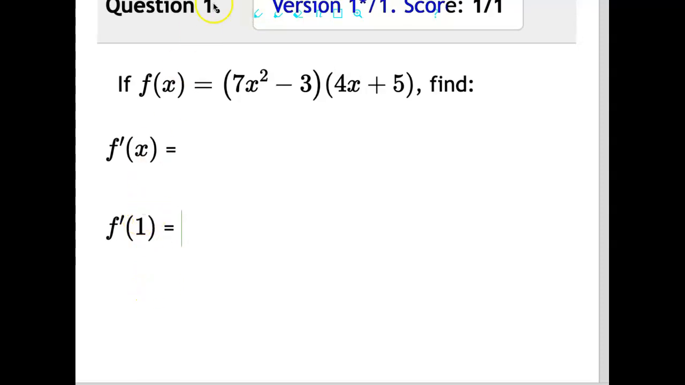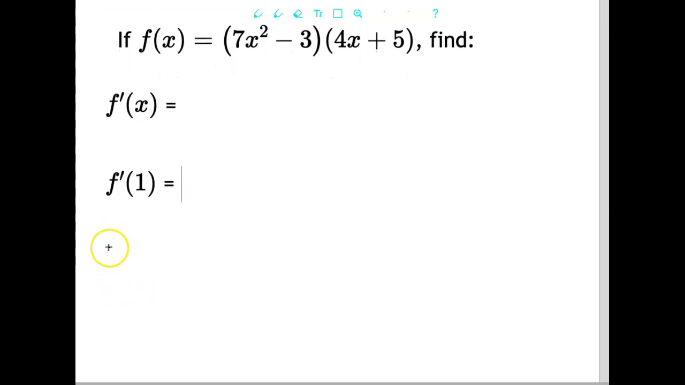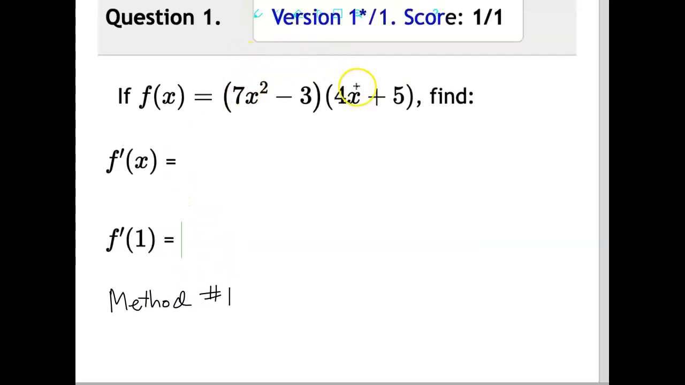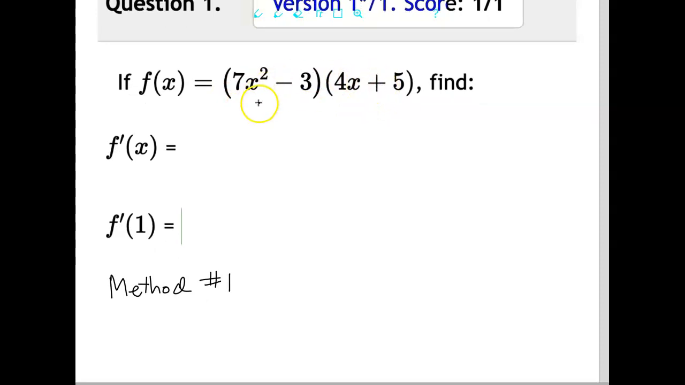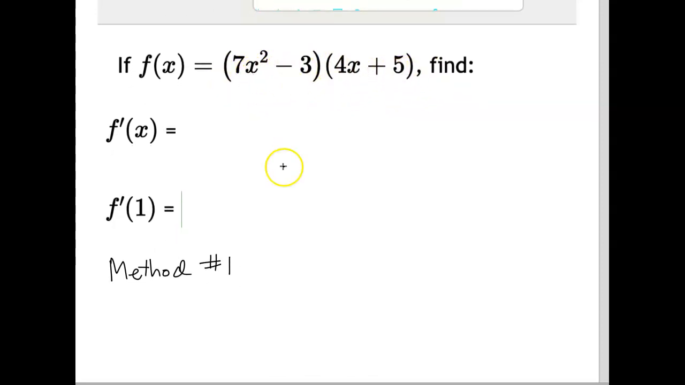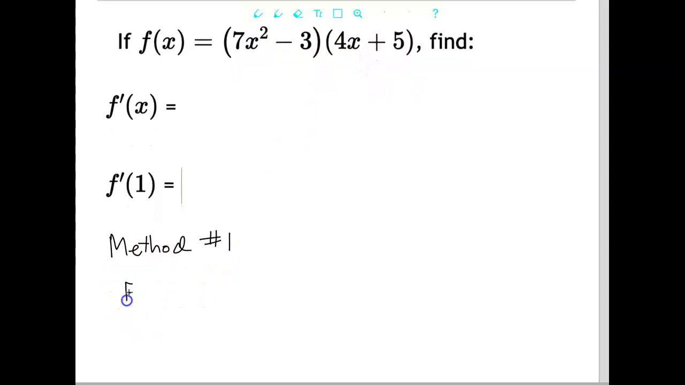Now we'll have two ways to do this problem. The first way, let's say method number 1, we could multiply the two functions and then use the power rule on the terms that result. So let's do that. So f of x is equal to 7x squared minus 3 times 4x plus 5.